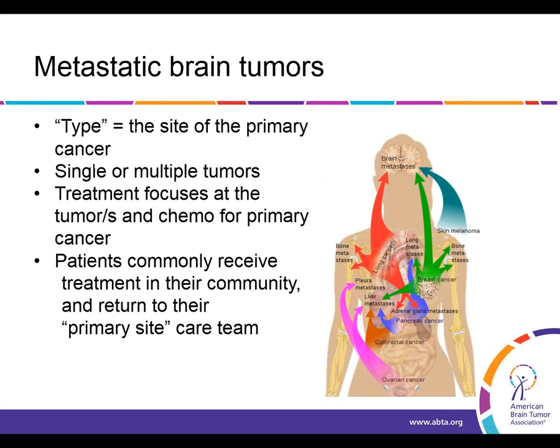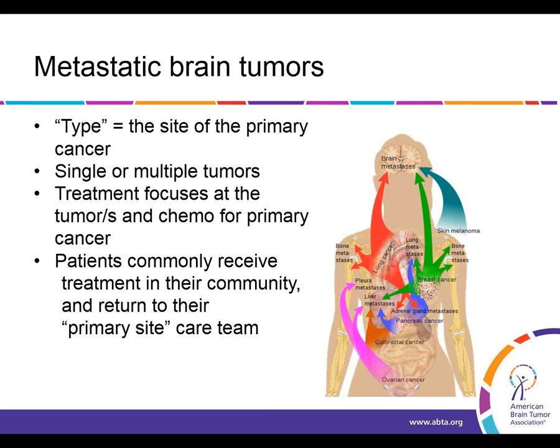Metastatic brain tumors are known from the site that they come from. So commonly people will say the person has a brain tumor metastasized from the lung, or from the breast, or from melanoma. About a third of the people with metastatic tumors will have a single tumor or lesion, and two-thirds will have multiples. The treatment is focused at the tumors, but now also chemo. If there's a specific chemo for that type of primary tumor, they'll try.